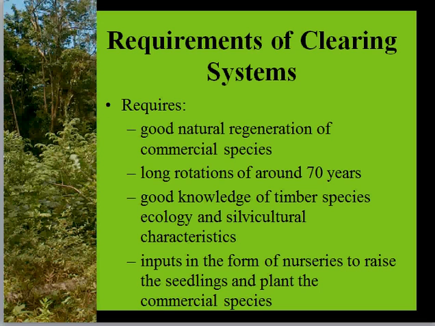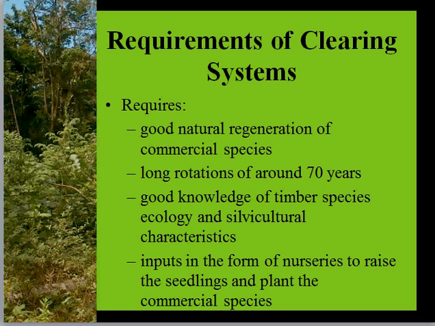Because they get less light, they are not going to grow as quickly as those in, say, a replacement system, which are exposed to full light and all the resources. So that means that the clearing systems require very long rotations. So it takes a long time for the next crop to grow in. Up and around 70 years has been estimated for some clearing systems.